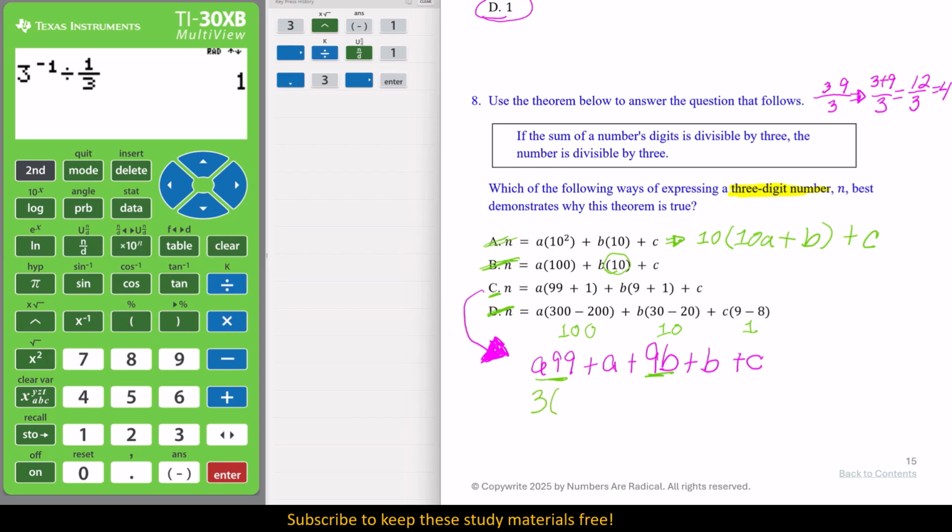Let's take out a 3. Okay, for this first one here, I take out 3. Well, that would be 33A. Okay, and then I'm going to look at the 9B. Well, that would be plus 3B. Well, that would tell me that this entire situation is actually divisible by 3. Okay, now I'm not saying that A and B could be added together, but I need to show you a situation, regardless of what A and B are, I can divide by 3.